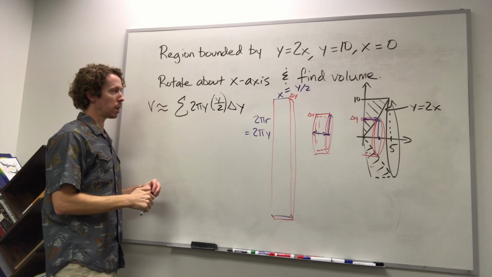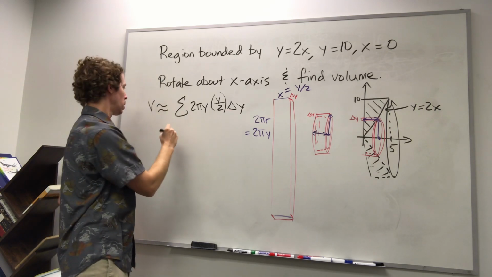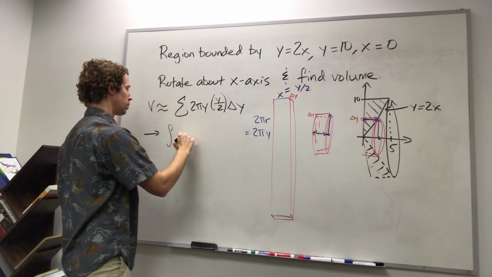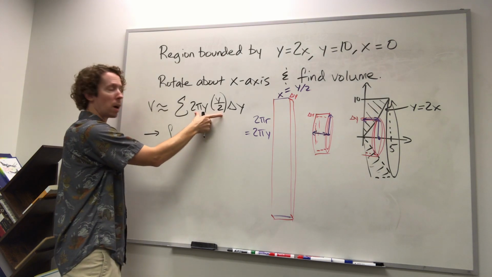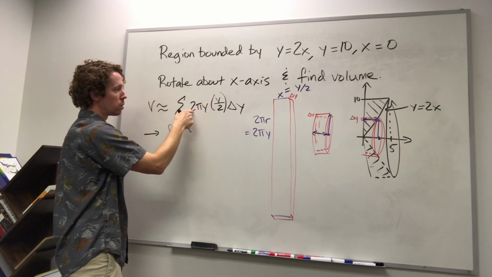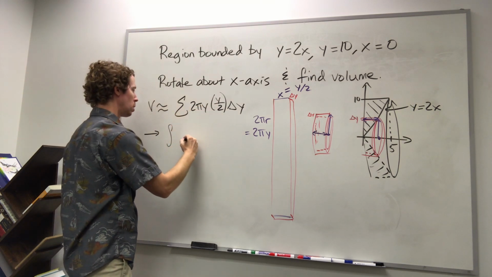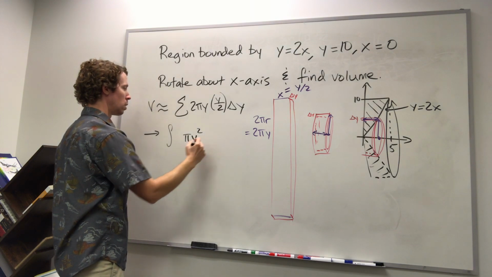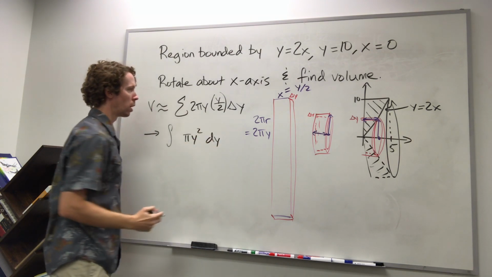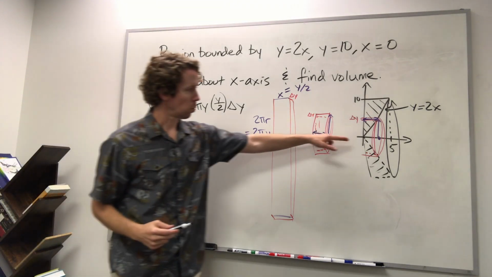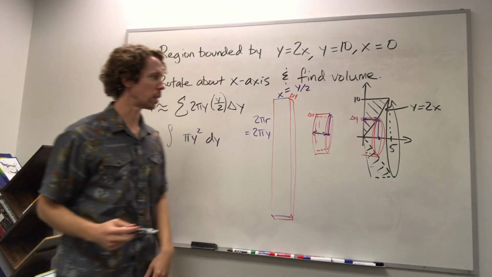Then when I take the limit, as delta y goes to 0, this turns into an integral. I'll combine these two. So y times y is y squared. 2 divided by 2 is 1. So I'm just going to get pi y squared out of this, dy. And then I will integrate from y equals 0 up to y equals 10.